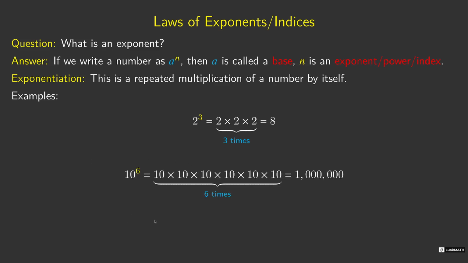Let's look at another example. 10 raised to 6 is equal to 10 times 10 times 10 times 10 times 10 times 10, which is equal to 1 million. Here we multiply 10 by itself six times. So more generally, a to the n is equal to a times a times dot dot dot times a. So essentially, we are multiplying a by itself n times.